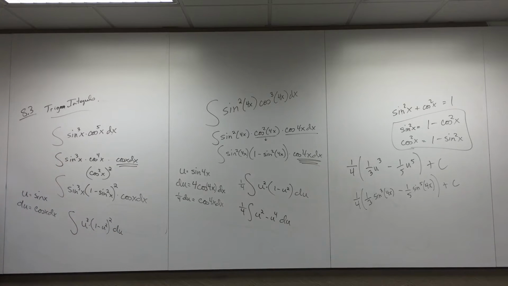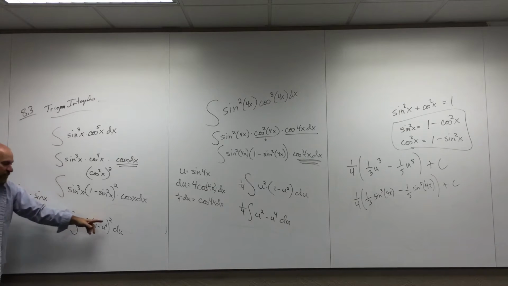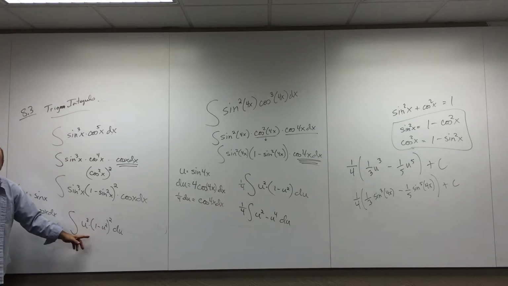Look what you got. You ain't got no trig. You replaced your trig. You substituted your trig for u's. These are polynomials. Now you've got to FOIL it all out and distribute, but then you can integrate, easy, because it's power rule.